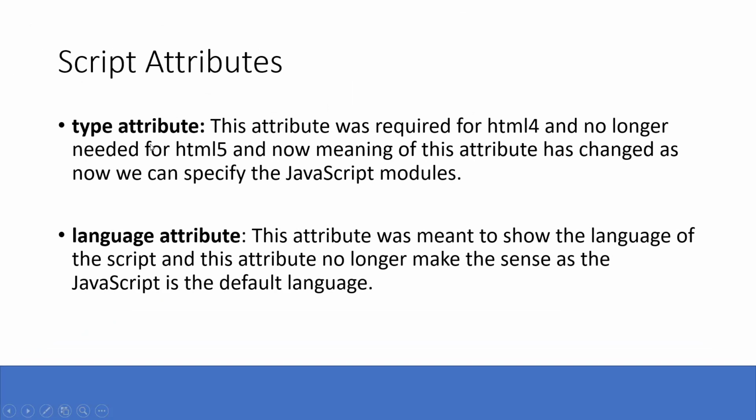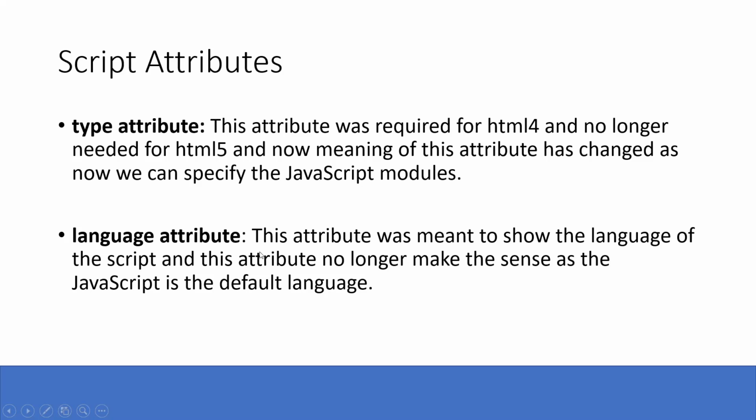So the script tag has some attributes: type attribute and language attribute. Type attribute. This attribute was required for HTML4 and no longer needed for HTML5. And now the meaning of this attribute has changed, as now we can specify the JavaScript module. So the HTML5 doesn't require this type attribute, and so we could omit it. We'll be seeing the JavaScript modules later.